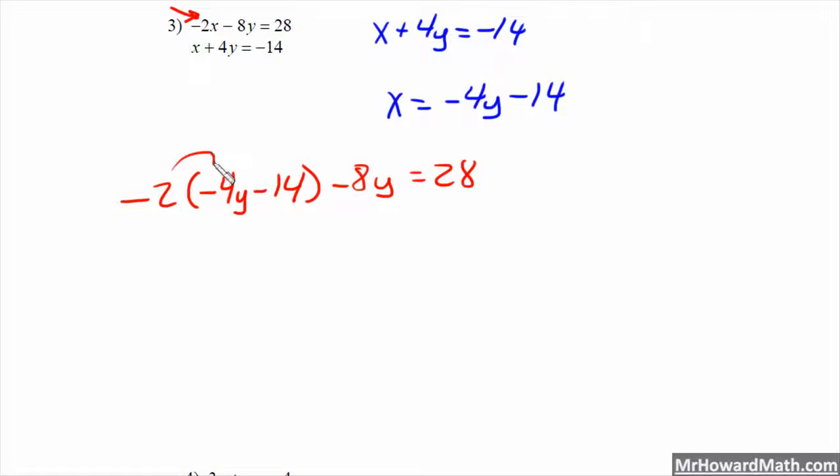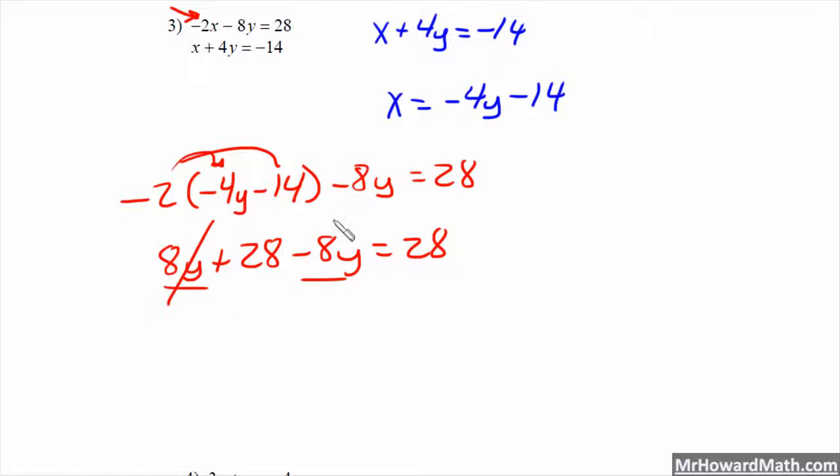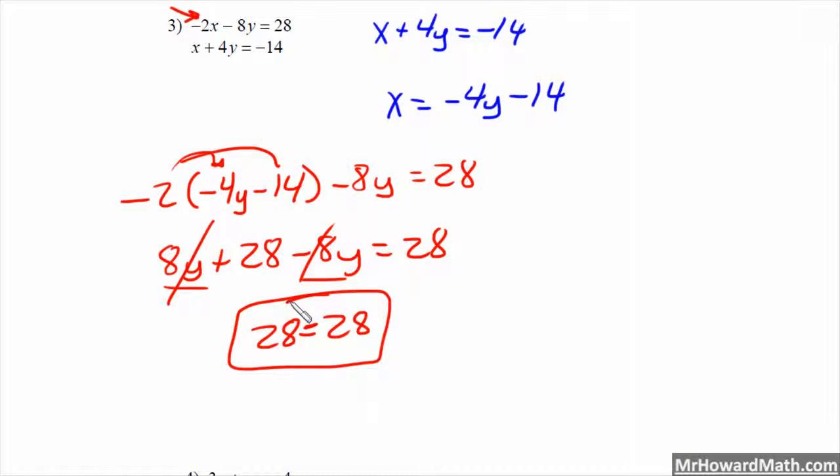So now work that out. So distribute. So that gives me 8y plus 28 minus 8y equals 28. Combine the like terms, 8y minus 8y. Those actually cancel each other. So I have 28 equals 28. So notice I have no variable left. The y is gone. The x is gone. No variable left.